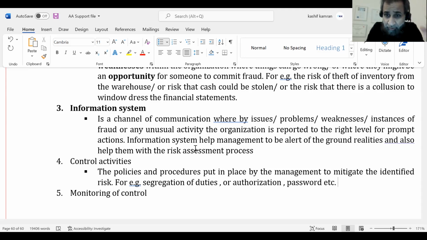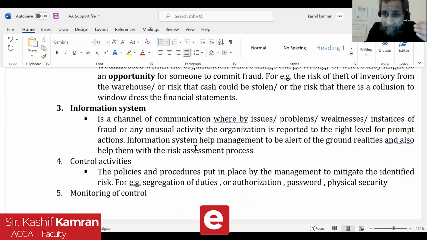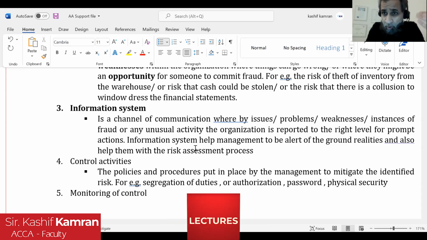So if there is a risk of theft, you can have physical security. You can have logical security like a password for any wrong intrusion into information systems. You can have authorizations. You can have segregation of duties. So these are controls in place to ensure that nothing goes wrong. When you identify a risk, you put controls in place for avoiding any future risk, or for avoiding any future weaknesses or loopholes or opportunities.